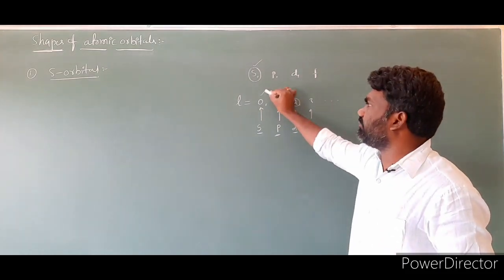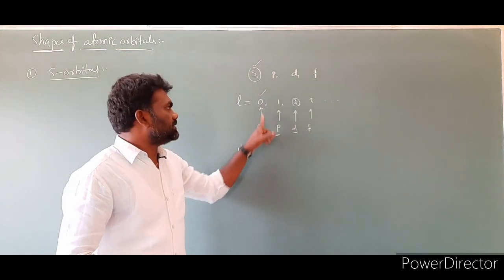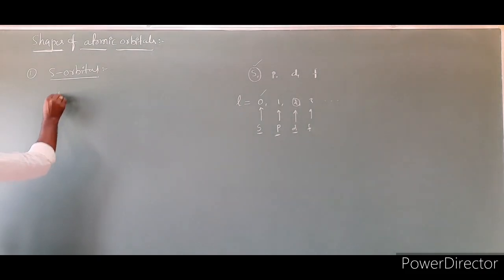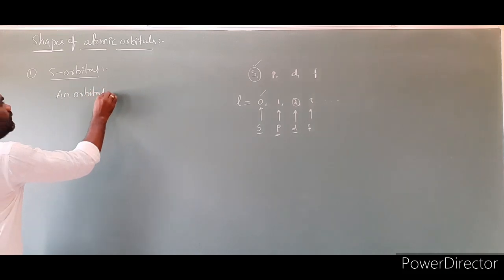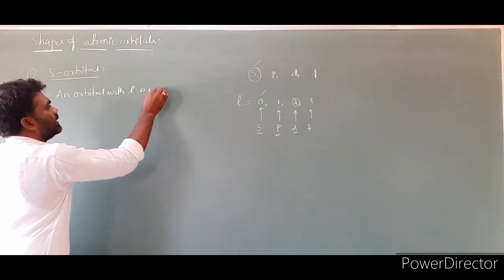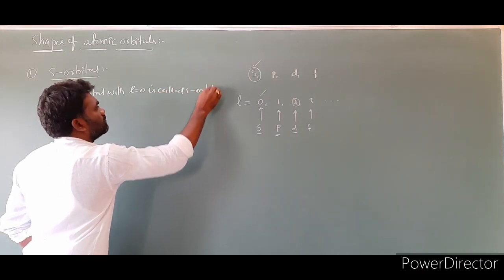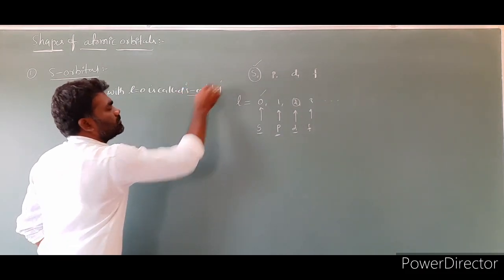So first let us write the definition for s orbital. An orbital with L equal to 0 is called s orbital. This is the definition of s orbital.